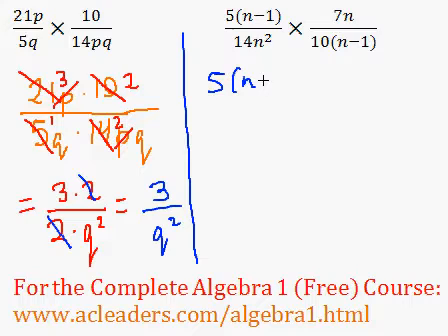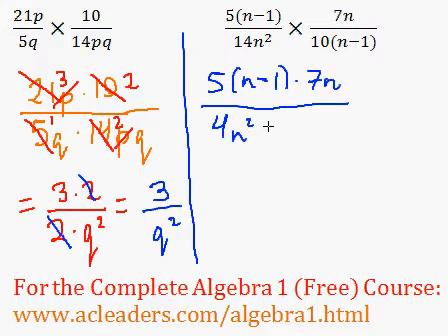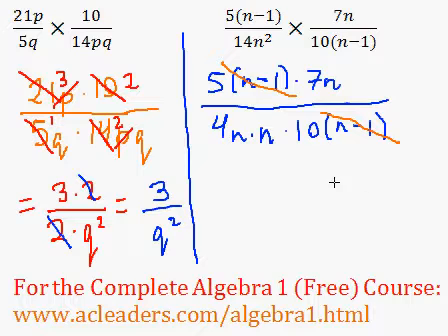5n minus 1 times 7n all over 14n squared. And I'll just write the n squared as n times n, just to make things easier to see. So just times 10 over n minus 1. Okay. Now n minus 1, n minus 1, they cancel out. One of these n's, or rather that n can cancel out with one of these n's.